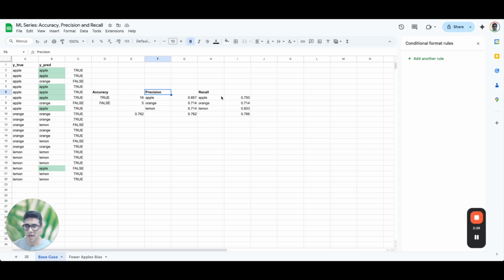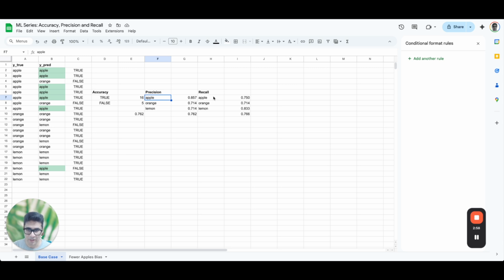Precision is for all the values that I have predicted to be a particular type of class. So for example, for all the apples that I have predicted, how well was my prediction? Like how many apples did I really identify as opposed to how many times I called out apple, but they really were not apple, right? So that's precision. How precise is my model? And precision and recall are always at a class level. Accuracy is always at a model level.